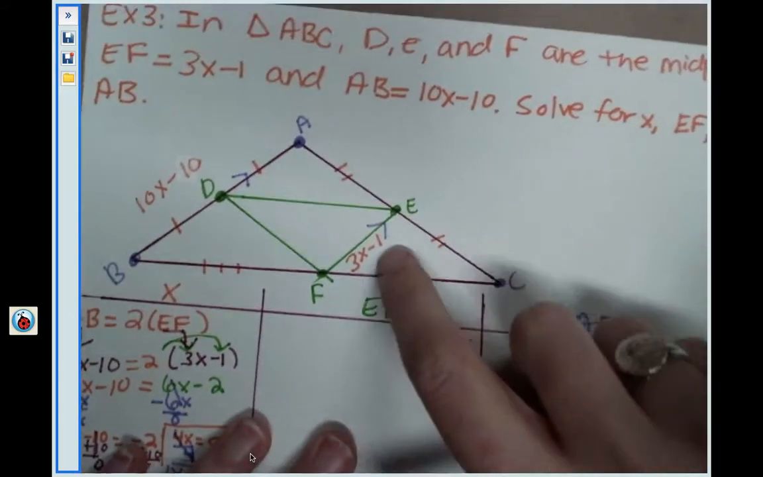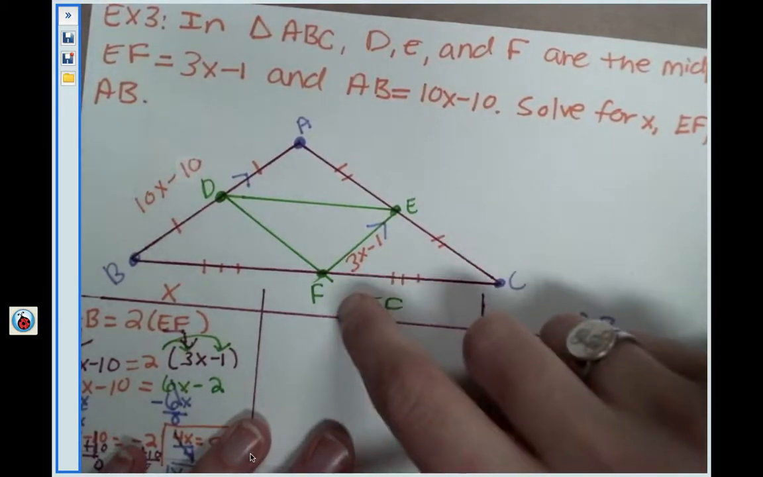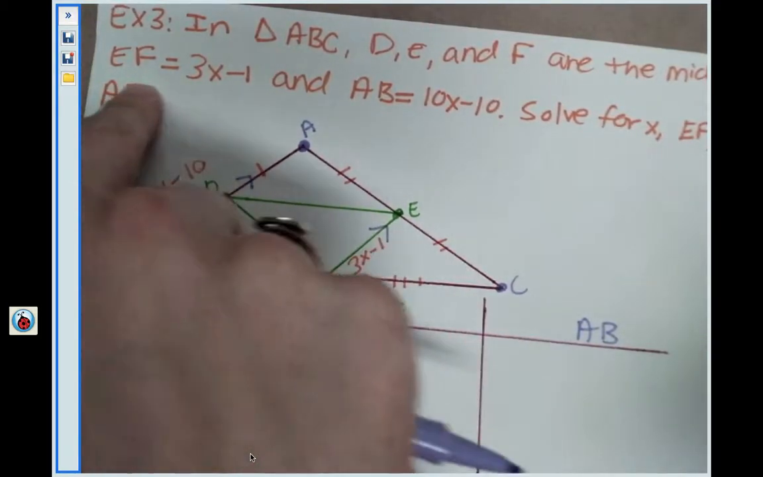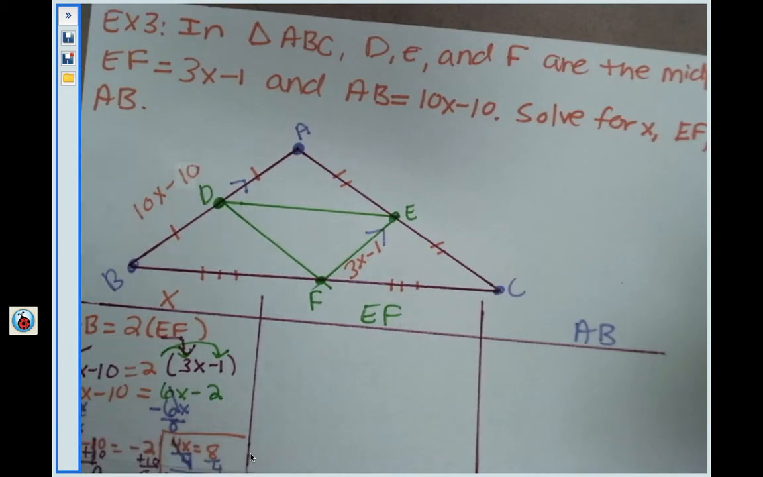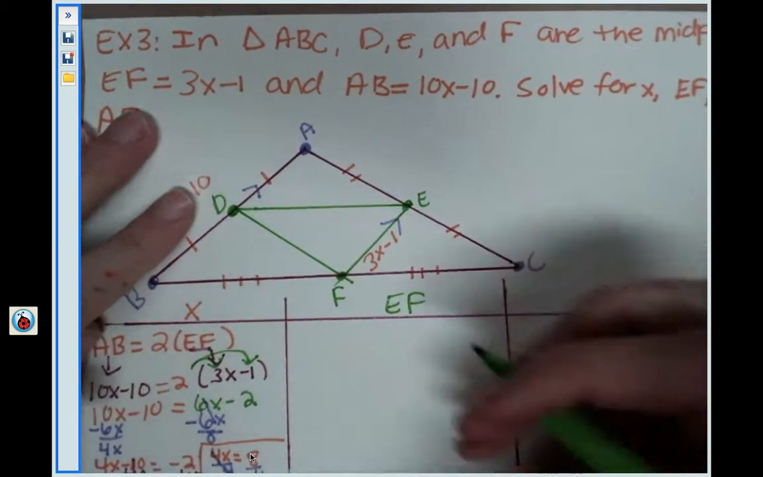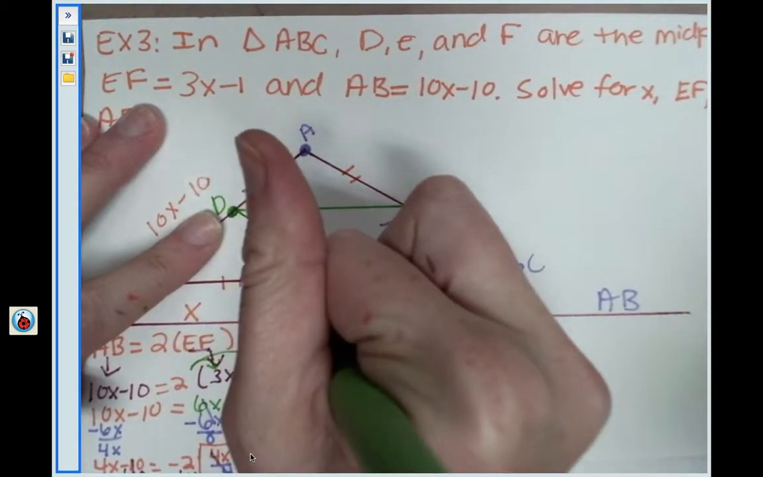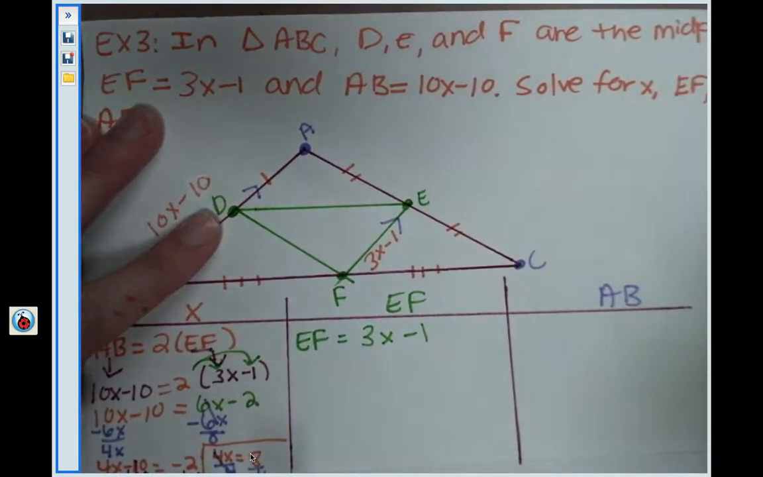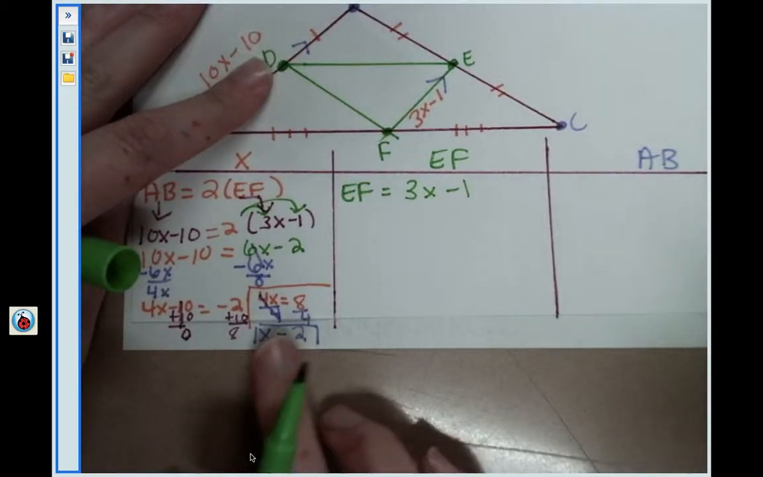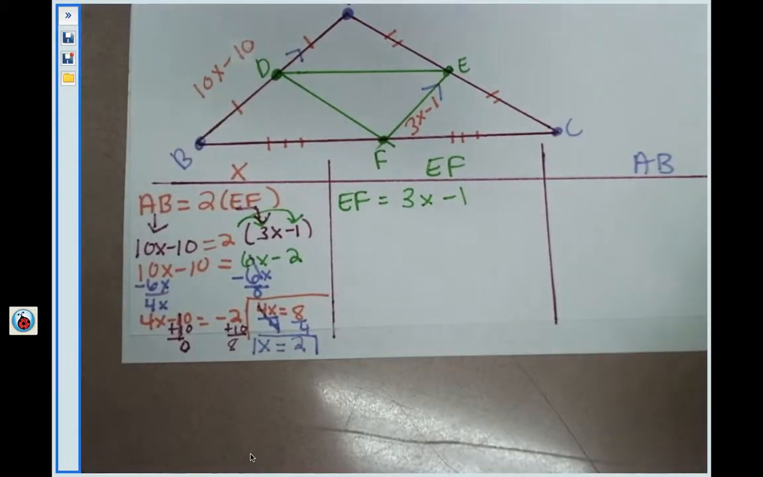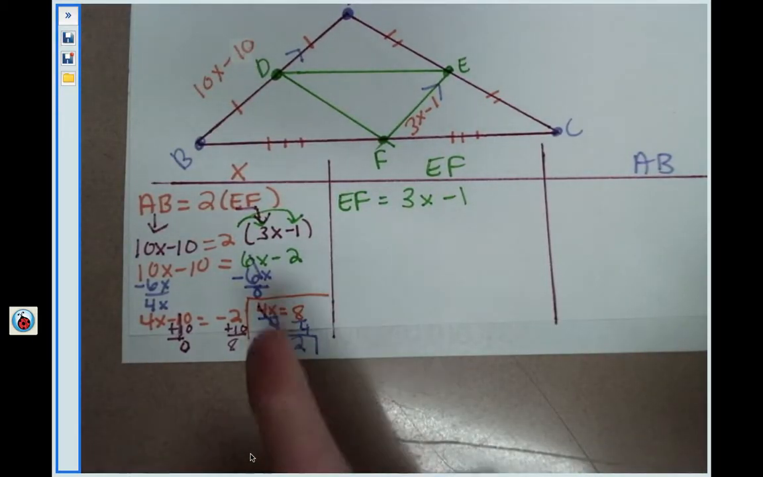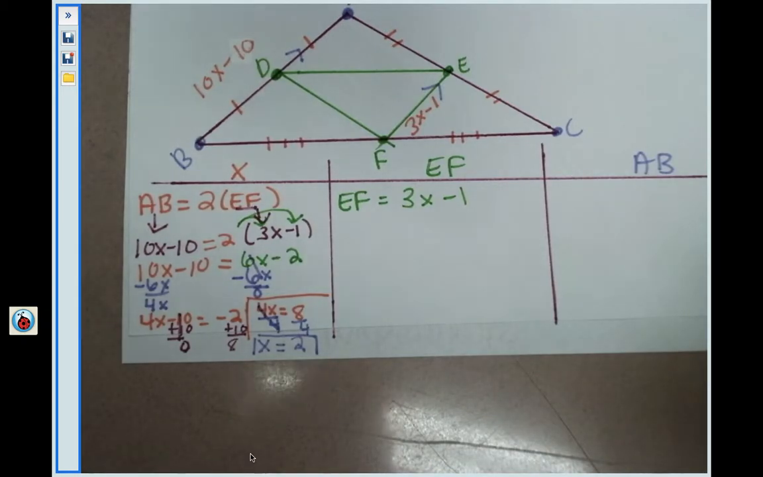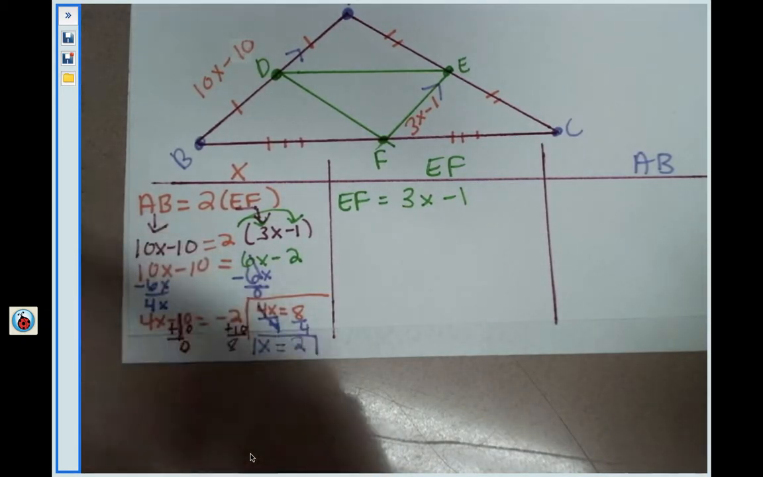EF equals 3x minus 1, which I labeled on my pretty picture, as well as up here I have it. So I have EF equals 3x minus 1. And now that I know what x is, what can I do with my lovely x to figure out what EF is? I would substitute in that bad boy. Man, I don't know why I teach anymore. You guys are so brilliant.